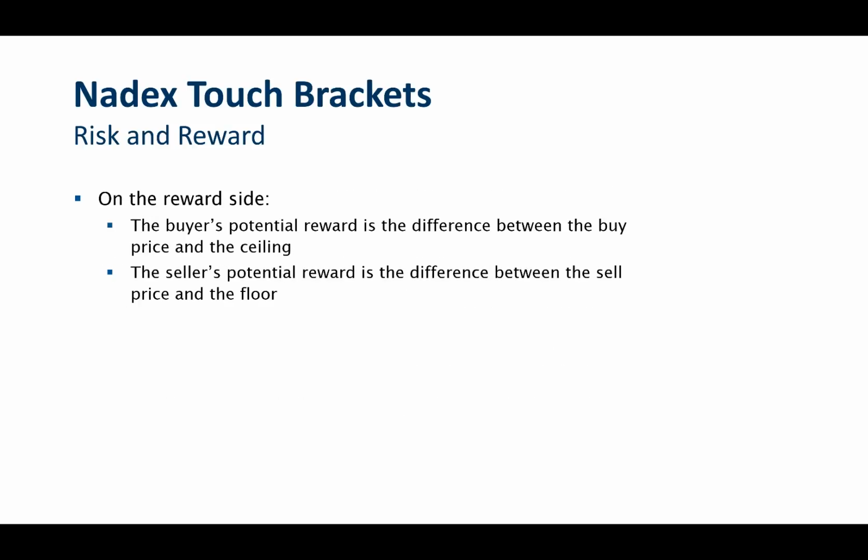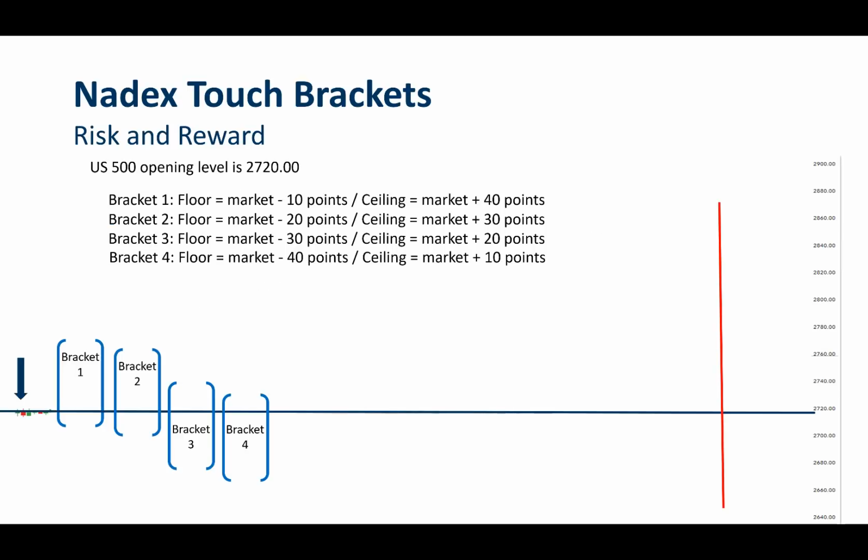On the reward side, the buyer's potential reward is the difference between the buy price and the ceiling. The seller's potential reward is the difference between the sell price and the floor. So let's take a look at a couple of examples. We're going to go back to the US 500 that we used in the previous module. The opening level is 27.20.